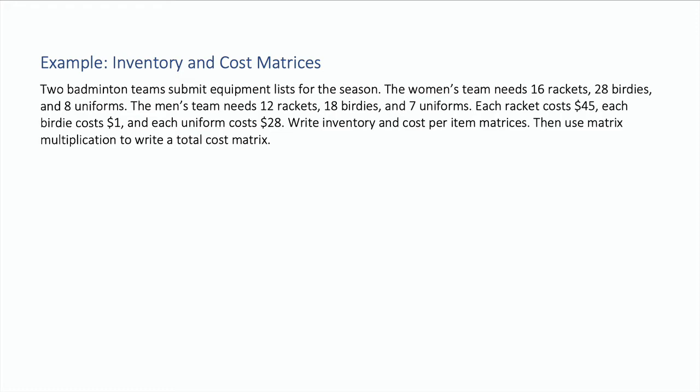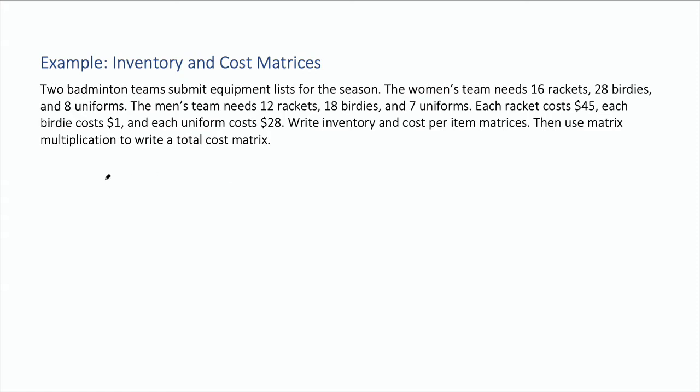Write inventory and cost per item matrices. Then use matrix multiplication to write a total cost matrix. An inventory matrix is simply a matrix that lists the things that are needed.